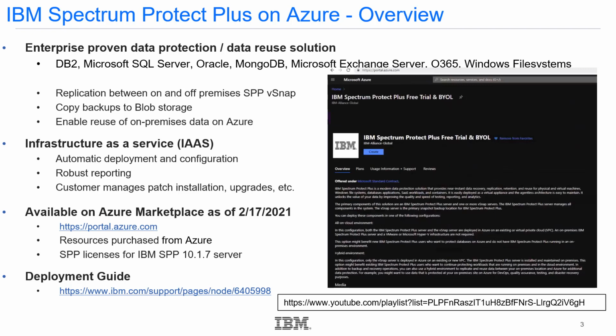This offering became available on February 17th. You can access it by going out to your Azure portal and searching on IBM Spectrum Protect Plus. This is what it'll look like when you drill down into the template.